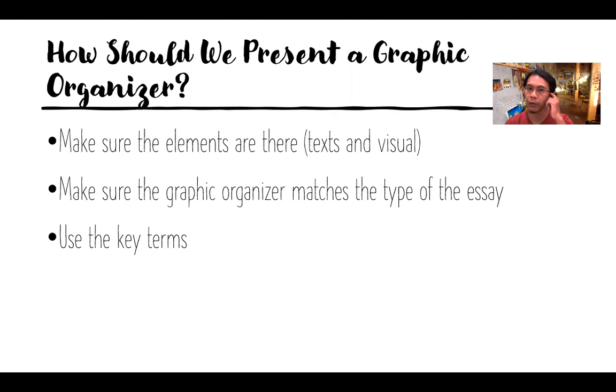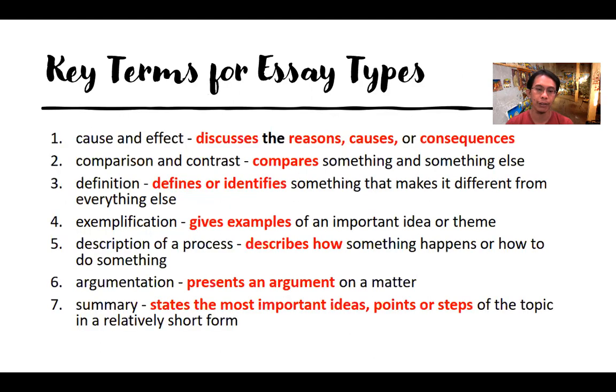Di unit pertama dulu waktu kita mengenali jenis-jenis essay, kita juga mengenali key terms yang biasanya dipakai untuk menjelaskan essay-essay tertentu. And here are the key terms. For cause and effect, you have words like discusses the reasons, causes, consequences, or consequently, therefore, and so on. Intinya kata-kata yang penting itu, kata-kata key terms, itu perlu kita hafalkan dulu, perlu kita ketahui untuk kemudian kita praktekkan.